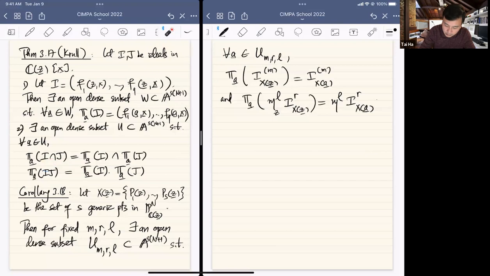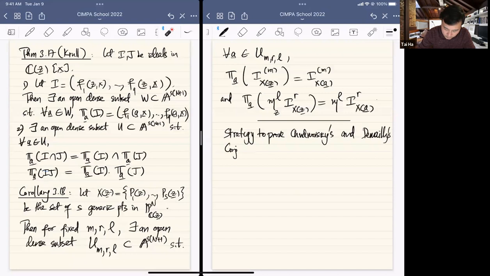So maybe I'll state it here and then I should be done for today. So, strategy to prove Chudnovsky and Demailly conjecture for, and let me just put sufficiently general point. And we'll see why it has to be sufficiently general point.